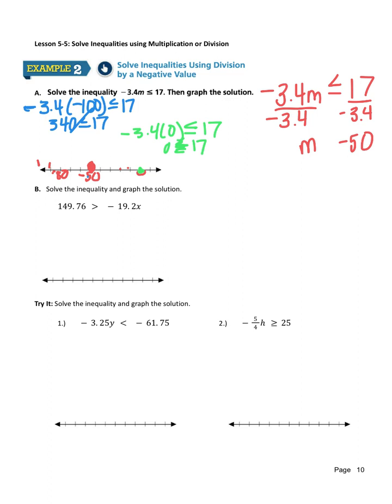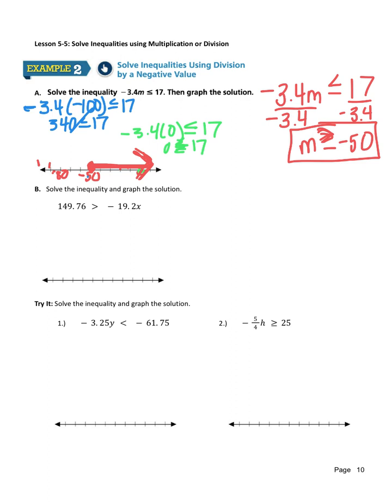Since 0 is less than 17, that means the numbers on the right of negative 50 must be the correct solution. So my solution set is over here to the right. Those are things that are greater than or equal to negative 50. So my solution is actually greater than or equal to, not less than or equal to.